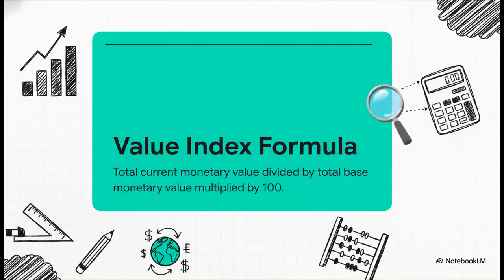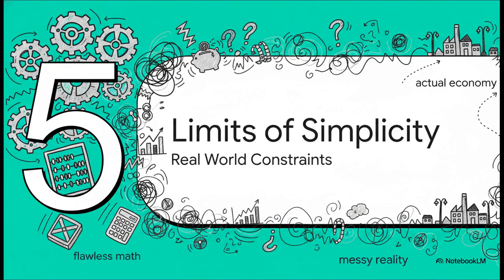And here is our value formula. V01, total current monetary value divided by total base monetary value multiplied by 100. We divide 880 by 100, multiply by 100, and we get a massive value index of exactly 880. That completes our mechanical calculation. See? Just by knowing how to add up columns and run a simple ratio, you can measure absolutely massive macroeconomic shifts.